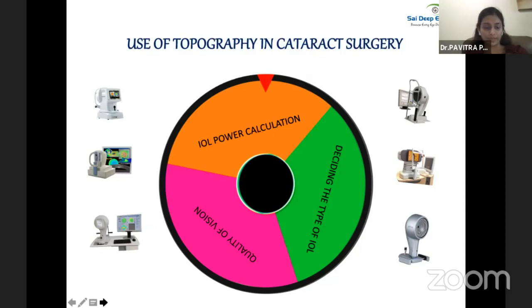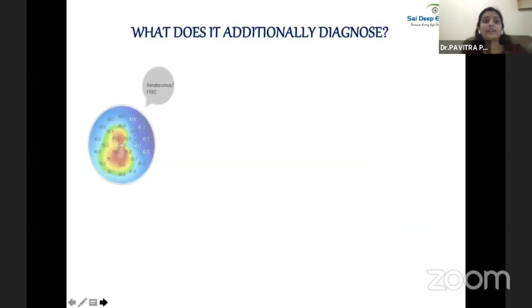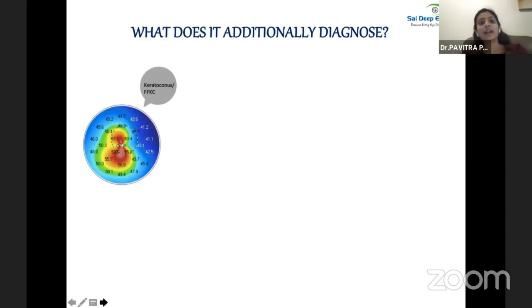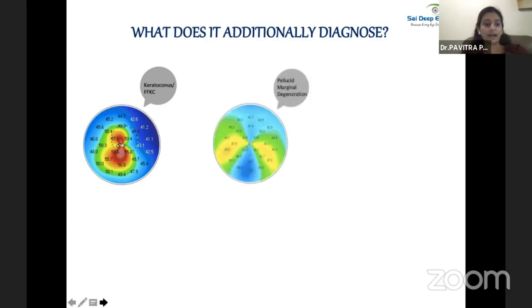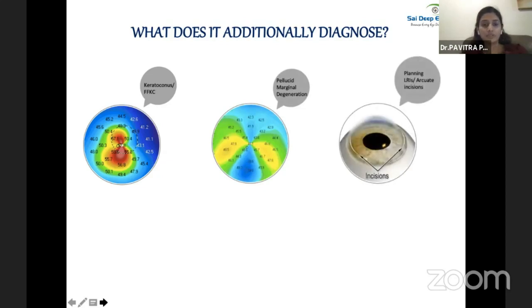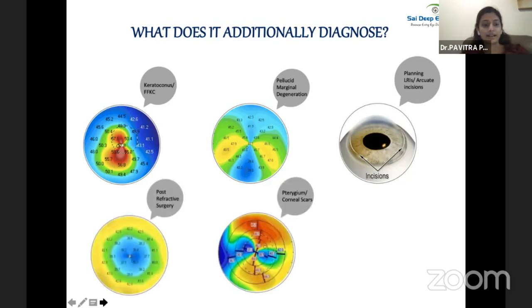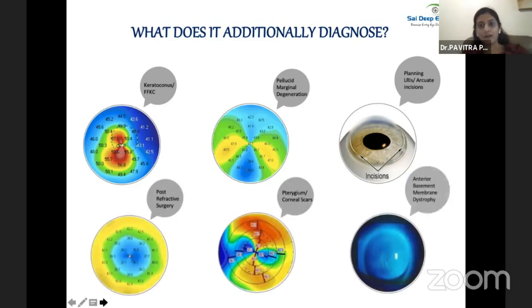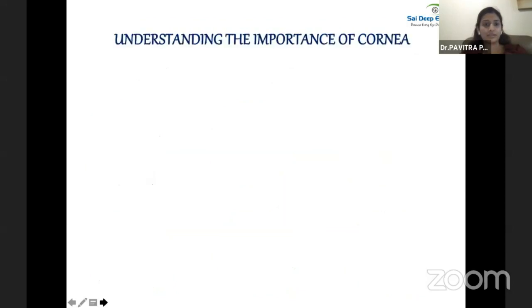in premium IOLs. Additionally, it also helps in diagnosing various corneal conditions that are otherwise missed or can hamper the quality of vision. These conditions mainly include keratoconus, pellucid marginal degeneration, post-refractive cataract evaluation, astigmatism induced by pterygium or corneal scars, and presence of anterior basement membrane dystrophy. Also, it helps us in planning limbal relaxing incisions and arcuate incisions.